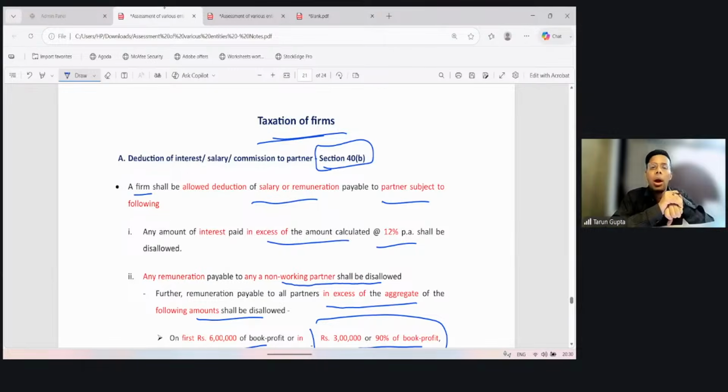Okay. What do you mean by book profit? It is not the same as the book profit you studied for MAT. Book profit means the income under PGBP. Add only the remuneration debited to the P&L account on account of payable to the partners. Okay.